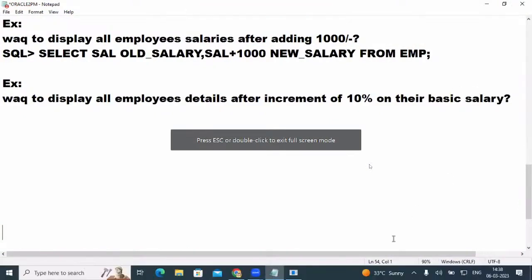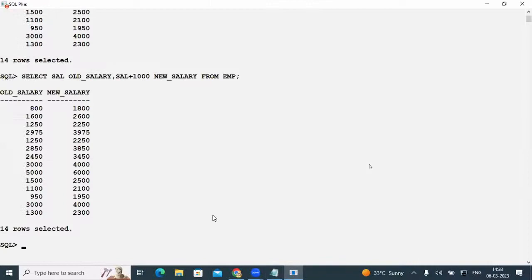So now I have to show it like this. Suppose here is one of my employees. His salary was how much here? 800. After 10% of increment, how much? 80 rupees. Like this, I have to do it for all employees.